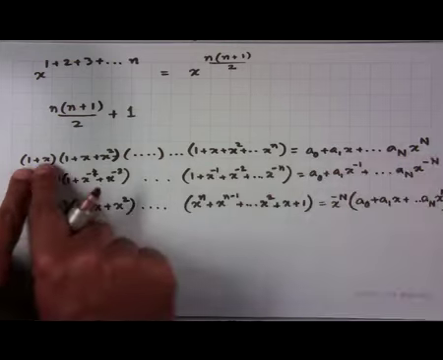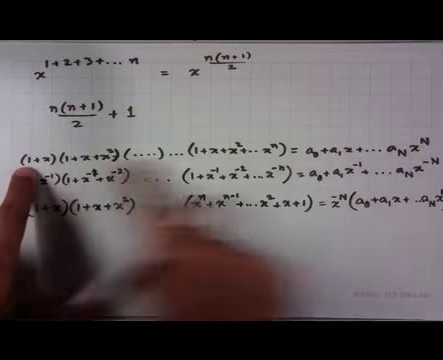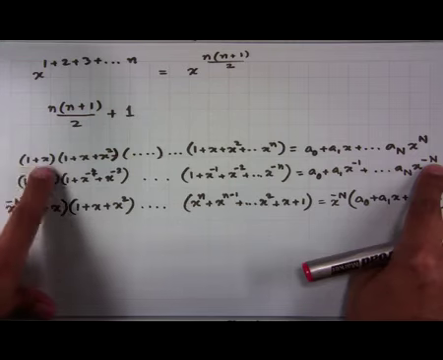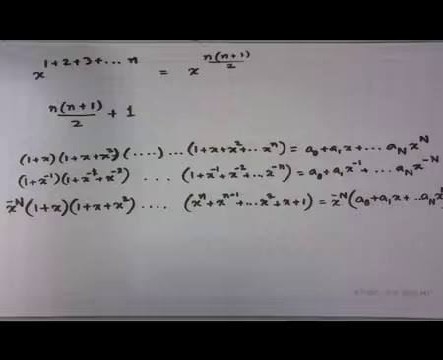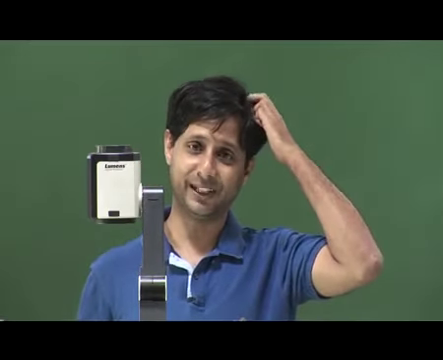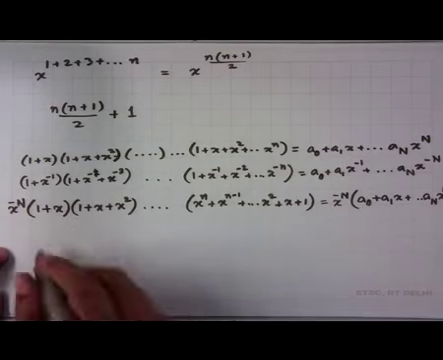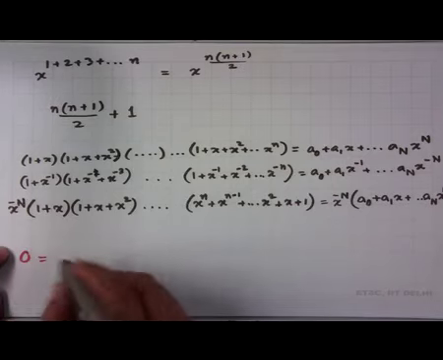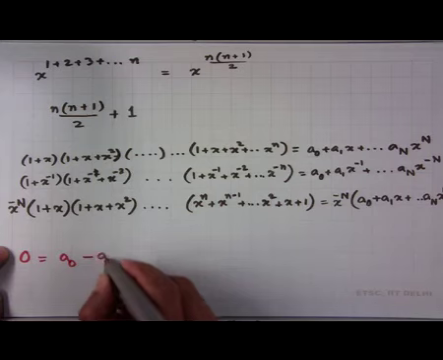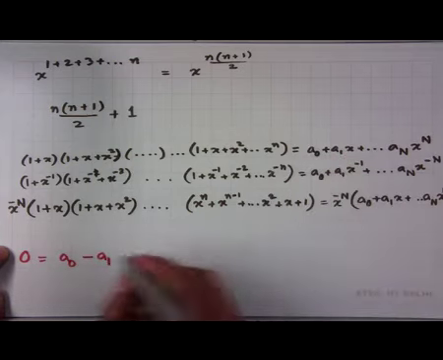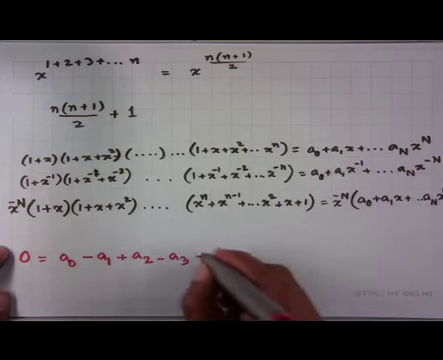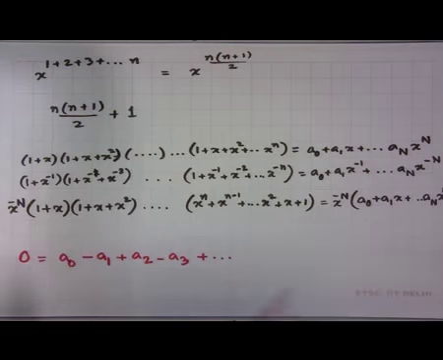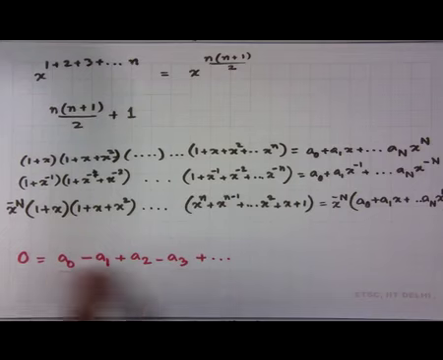What happens? If I plug in x equal to minus 1, the net answer becomes equal to 0, which means 0 is equal to a 0 minus a 1 plus a 2 minus a 3 plus dot dot dot, right, and therefore, the sum of the odd terms is equal to the sum of the even terms.